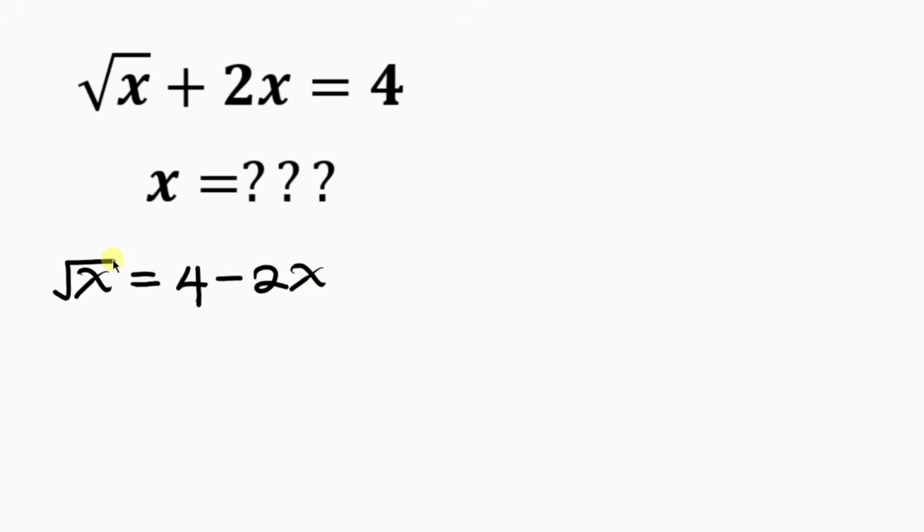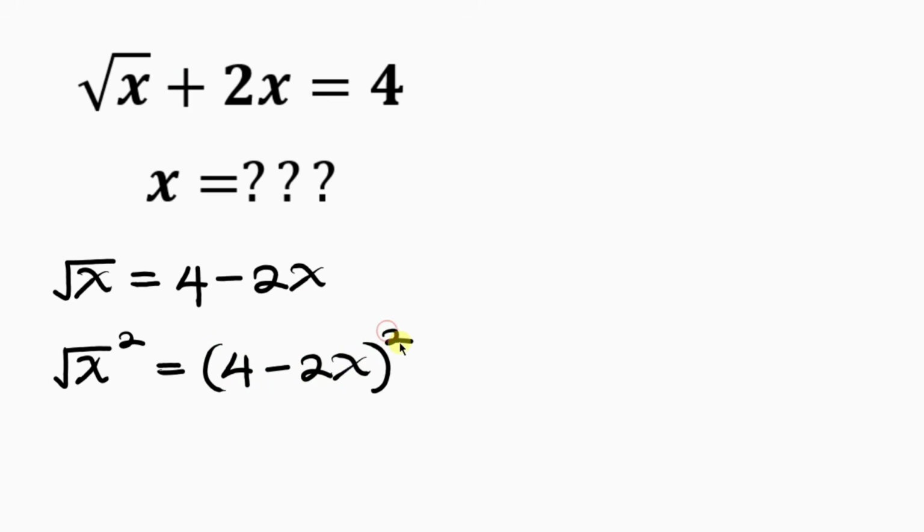Now, in order to remove any square root, we take the square of both sides. So the left-hand side, we have the square root of x, so I'll take the square of the left. This is equal to the right-hand side, we have 4 minus 2x. I'm also going to be taking the square of the right-hand side. Now, watch something. This square cancels out the square root, leaving behind x to be equal to.